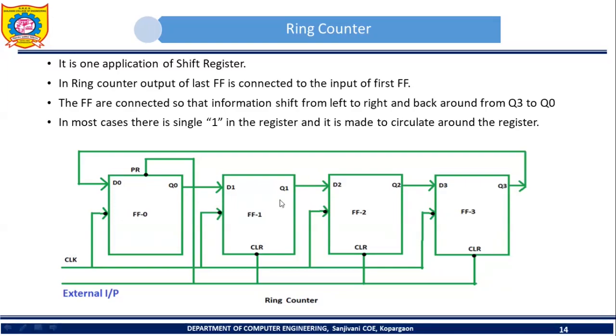So if we consider an example of this 4-bit ring counter, it is made up of 4 flip-flops. Out of these 4 flip-flops, at a time only one flip-flop will carry 1 and the remaining flip-flops will have output 0. That single one is made to circulate around the register. Initially that one may be in flip-flop 0, then it will be shifted into flip-flop 1, then flip-flop 2, and then flip-flop 3. And again from flip-flop 3, that 1 will be shifted into flip-flop 0 and it will continue.